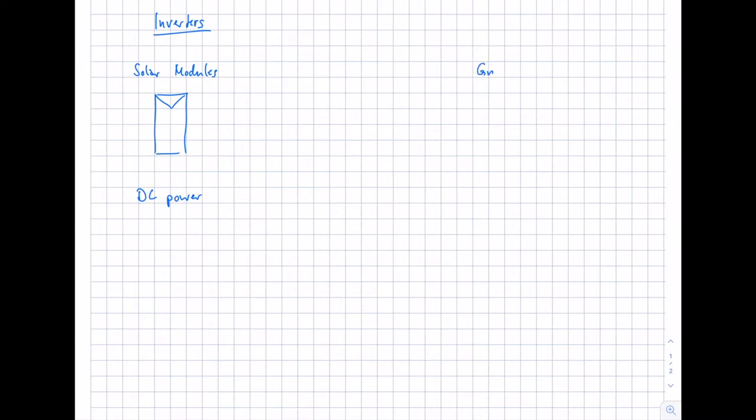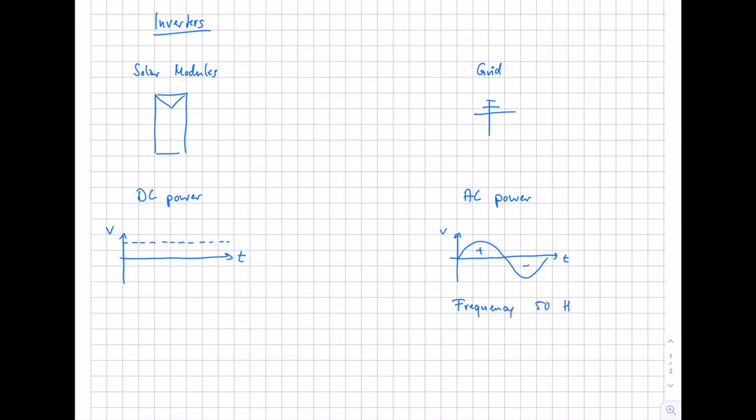On the right-hand side, we have the grid. We now need to define how we can feed our electricity, our DC power, into the grid, because the grid operates with AC power, so alternating current, with a frequency of 50 Hz. Let's have a quick look. On the left-hand side we have time and voltage, and this is constant over time, the DC power. On the right-hand side we have the AC power, time and voltage, and this is now changing direction. We have this plus and minus, and the frequency in most grids in the world is 50 Hz. So the orientation switches 50 times per second.